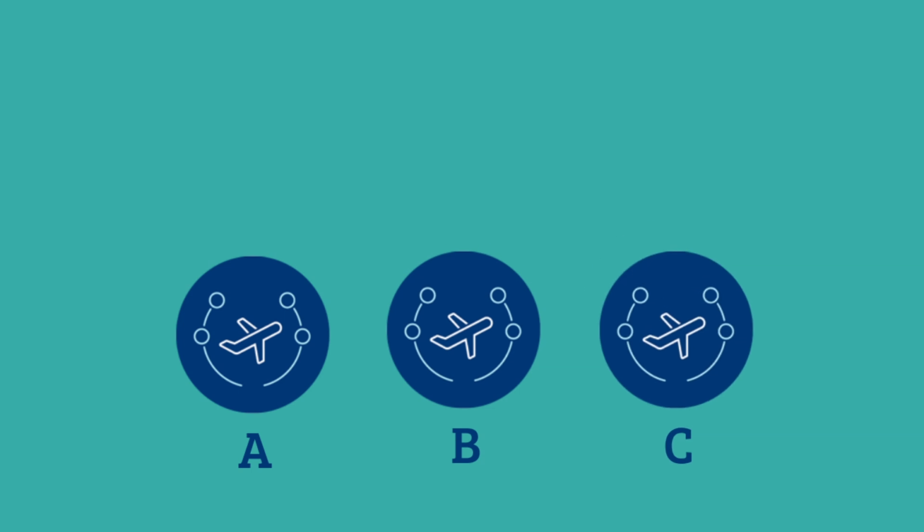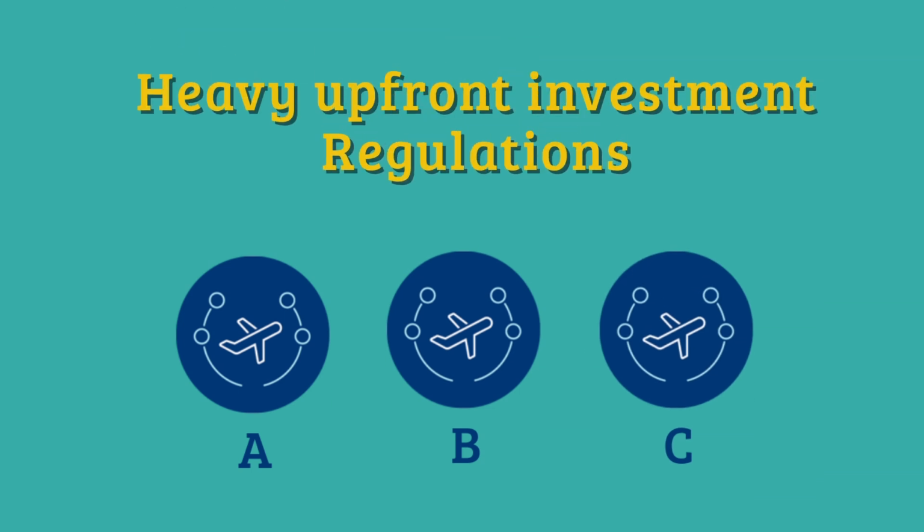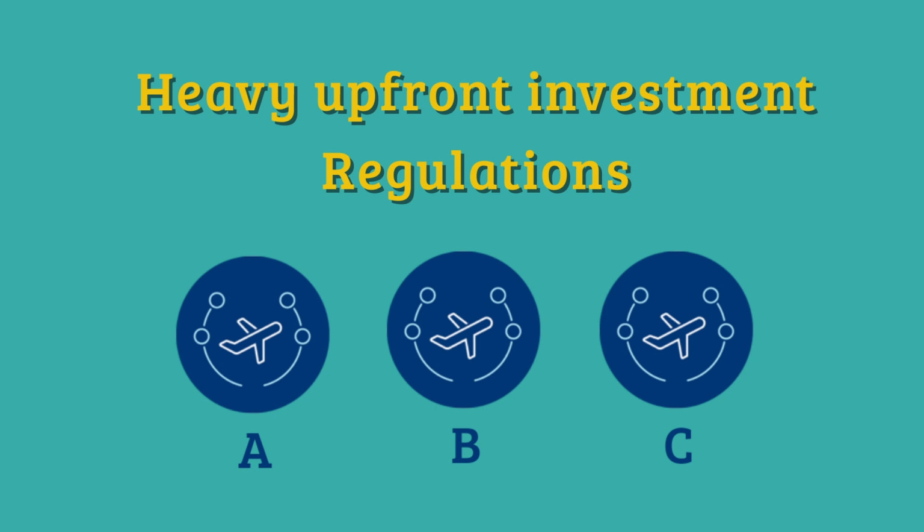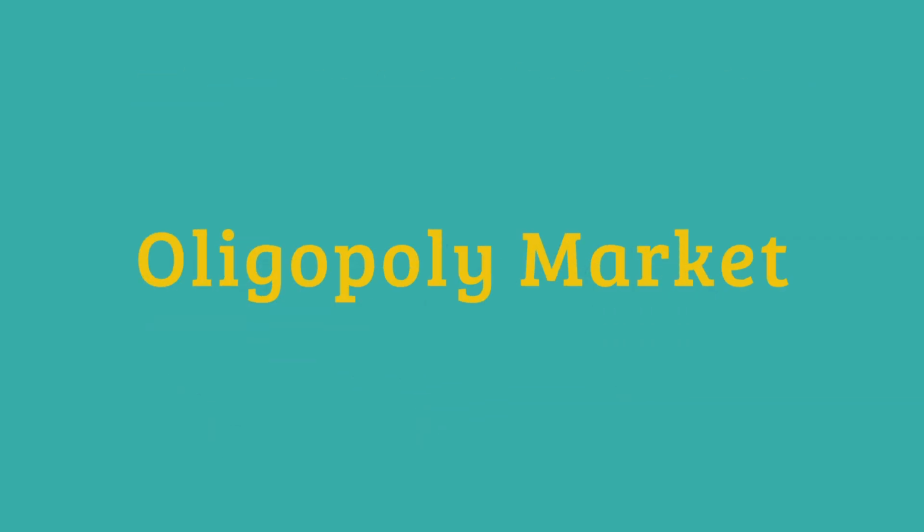Consider the flight between Hong Kong and Osaka. There are only several airlines operating such a direct flight. Due to heavy upfront investment and regulations, it is not easy for new airlines to enter this market. Because of these, we can consider this market as an oligopoly market.